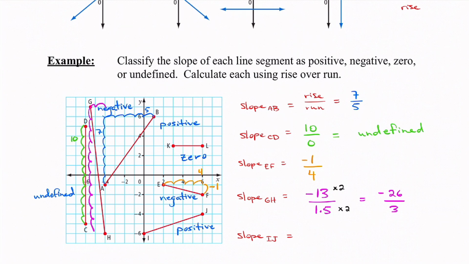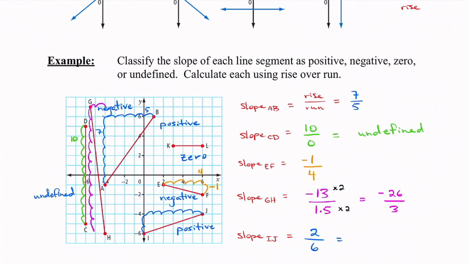So next one now, slope I to J. For that one, we went up 1, 2. So our rise is 2. And then our run is 1, 2, 3, 4, 5, 6. So it's 2 over 6. And now 2 over 6, we can actually simplify this.